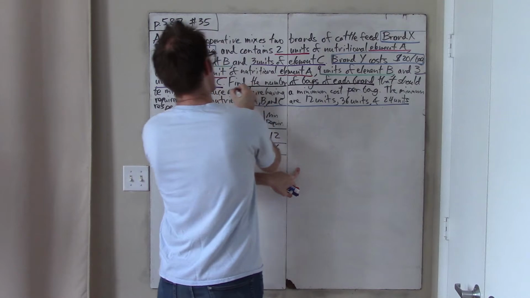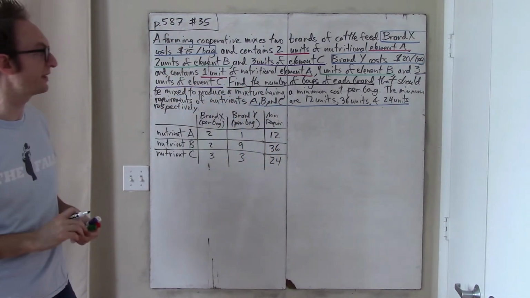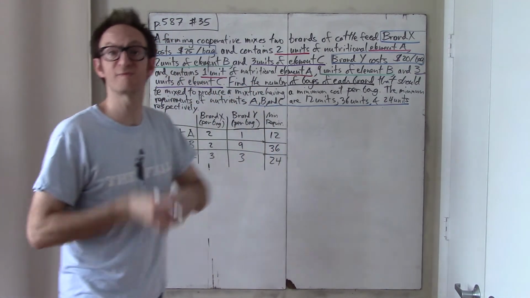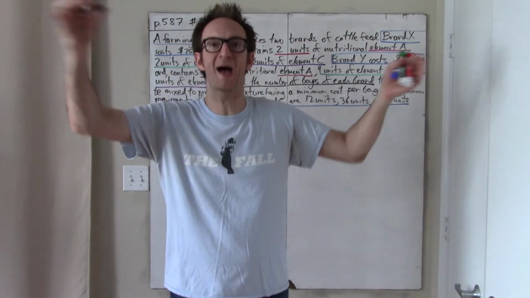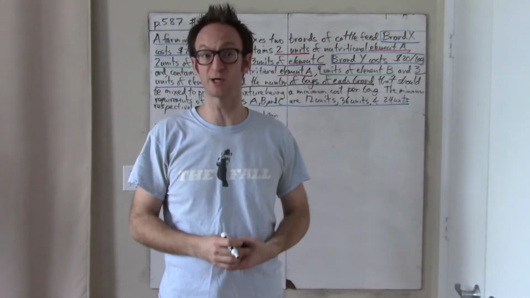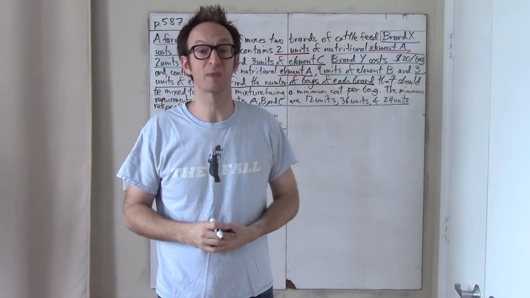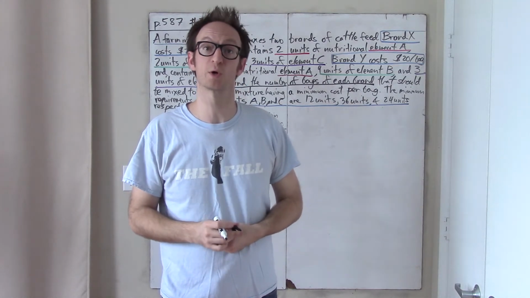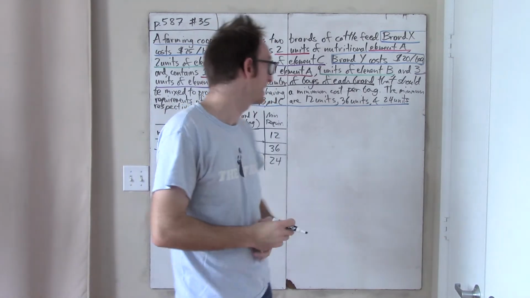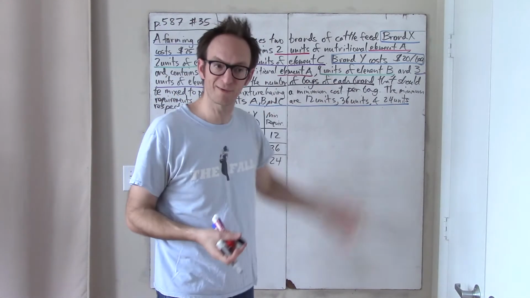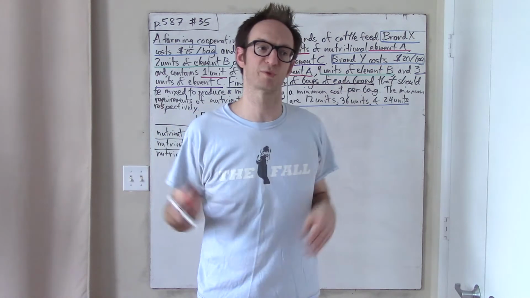The end goal of this whole thing is I'm going to tell you, hey, mix 5 bags of brand X and 7 bags of brand Y, for example, together into a new giant homemade bag, and that's what you should do in order to minimize your costs. And minimum cost per bag, of course, because once we figure this out, we'll just keep doing this forever.